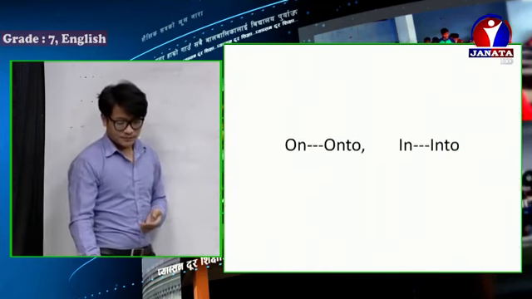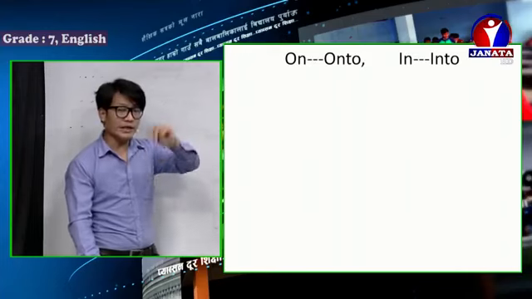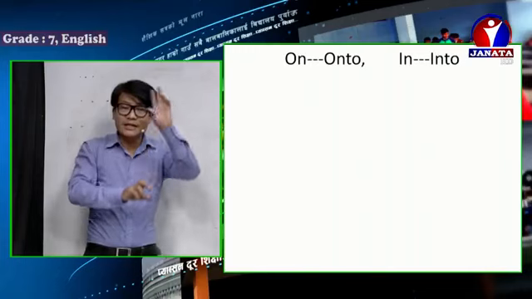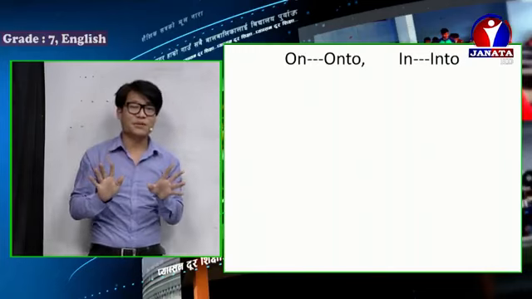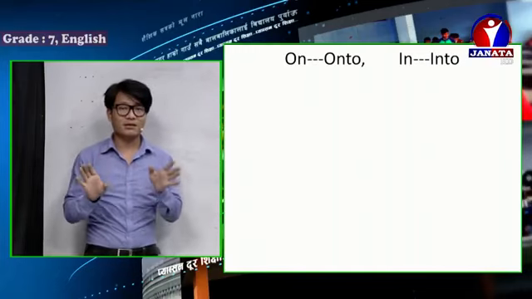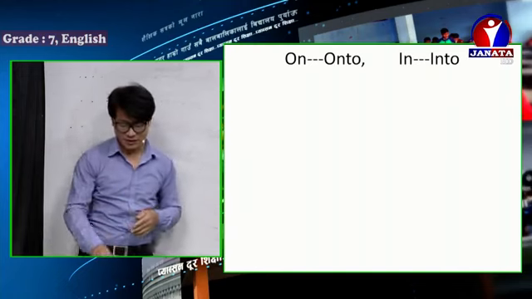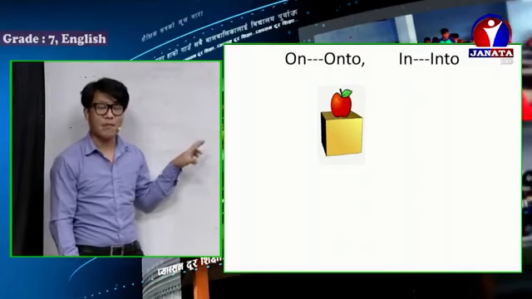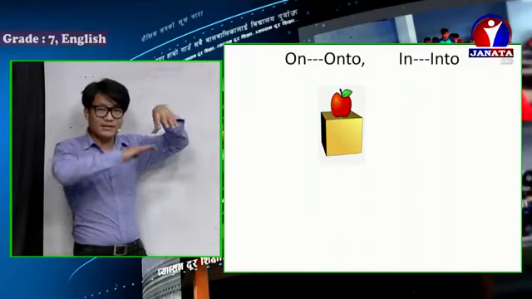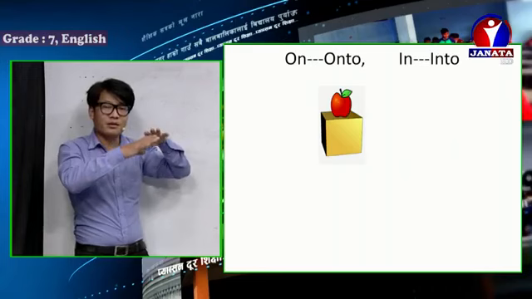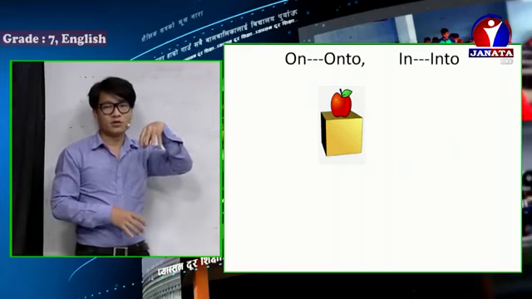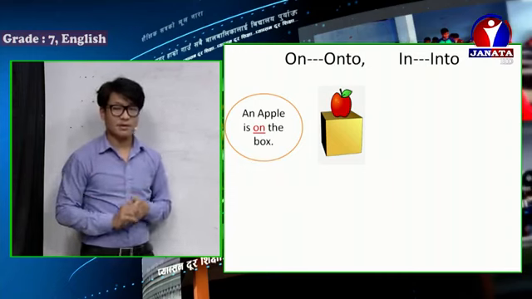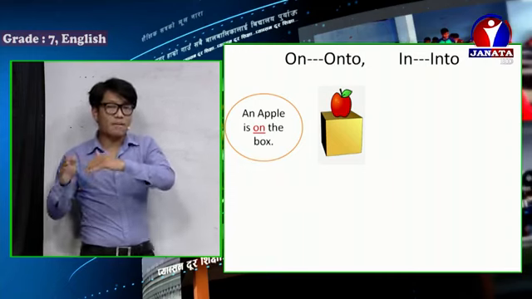So next, on and onto, in and into. How to use these prepositions, on and onto, in and into? Most of the students get confused while using them. So let me show you. Okay, see these pictures. Apple and box. The apple is touching the surface of the box and the apple is not moving. So we can say, an apple is on the box. An apple is on the box.